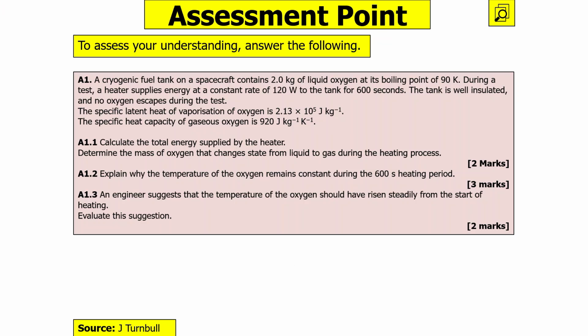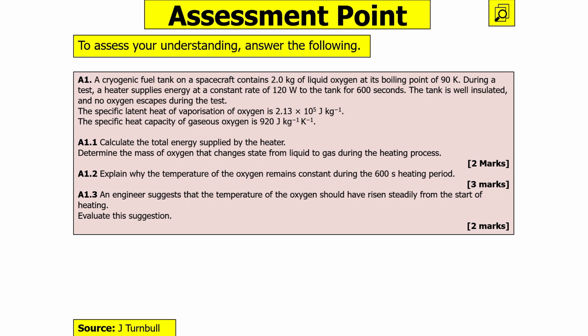A cryogenic fuel tank on a spacecraft contains 2 kilograms of liquid oxygen at its boiling point of 90 Kelvin. During a test, a heater supplies energy at a constant rate of 120 watts to the tank for 600 seconds. The tank is well insulated and no oxygen escapes during the test. The specific latent heat of vaporization of oxygen is 2.13 × 10^5 joules per kilogram. The specific heat capacity of gaseous oxygen is 920 joules per kilogram per Kelvin.